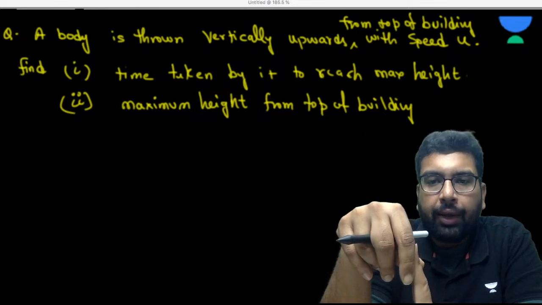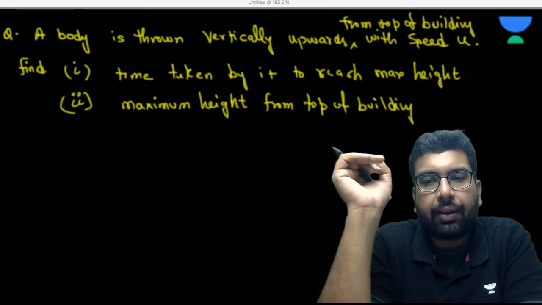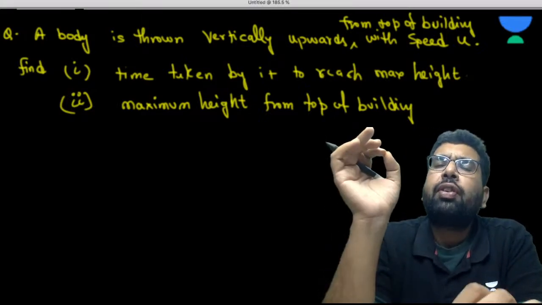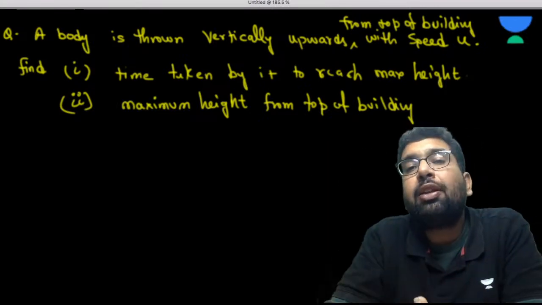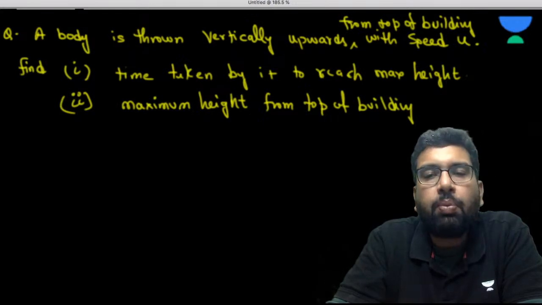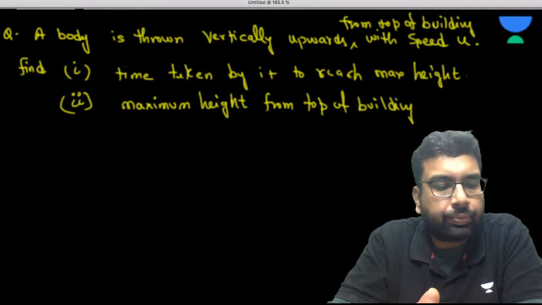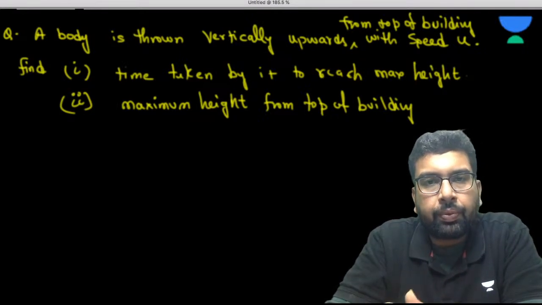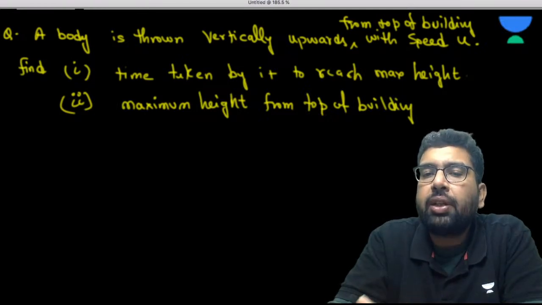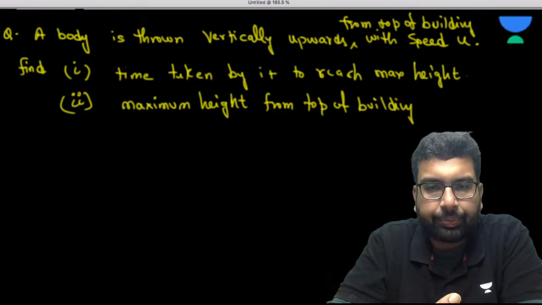Please try again. See, we have to give sufficient time to this. This is the basic of projectile motion. Afterwards, we'll start with projectile motion soon, and that is going to be very, very useful for you. So we already have the time with us. Now you need to find the maximum height from the top of the building.